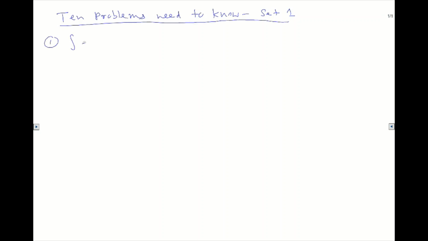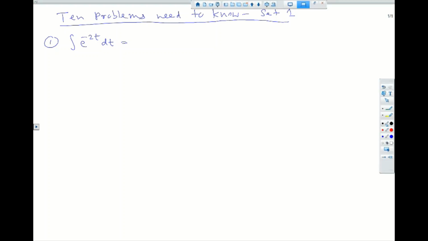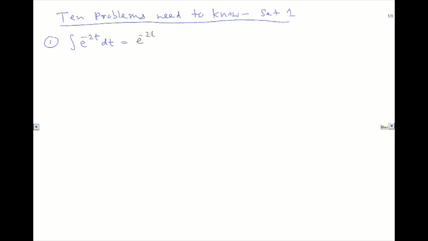So the first one is the integral of e to the negative 2t dt, and we know that there's a shortcut. When we have a constant, the solution is you divide by the constant, so that means this is simply e to the negative 2t over negative 2 plus c. So this is negative 1/2 e to the negative 2t plus c.